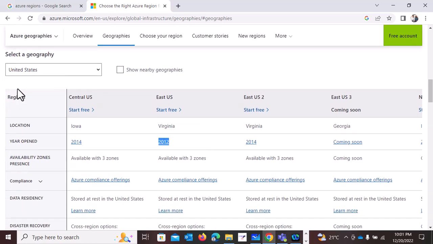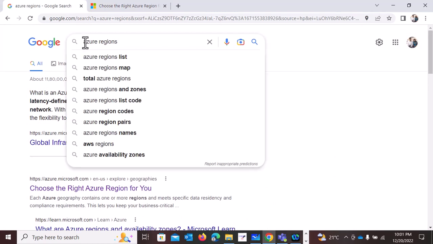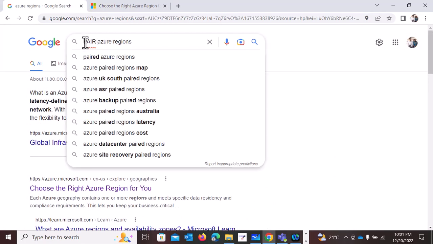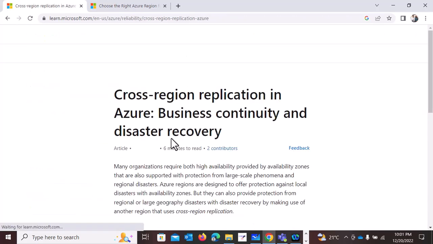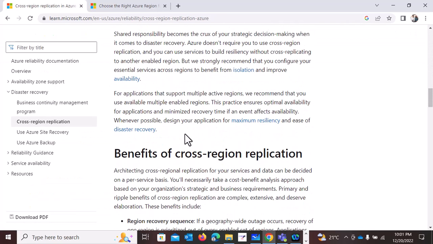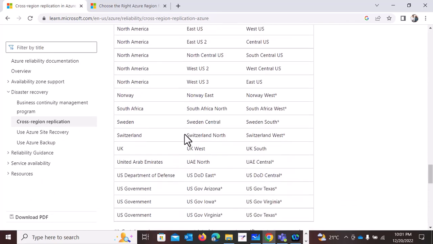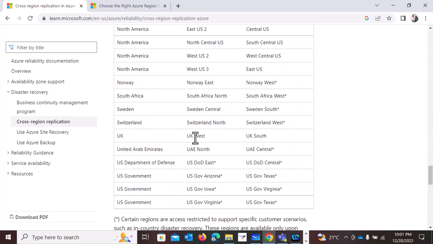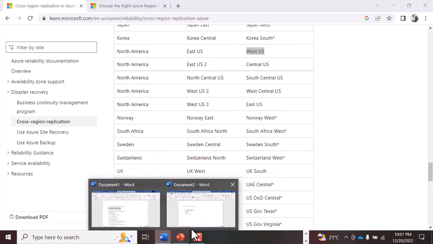So that's called a region. And when I say a paired region, it means, as I told you, any replica goes outside the East US, it always goes to the West US. So now East US is always paired with the West US. So that's called a paired region.